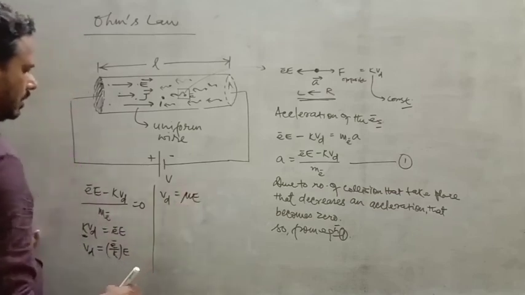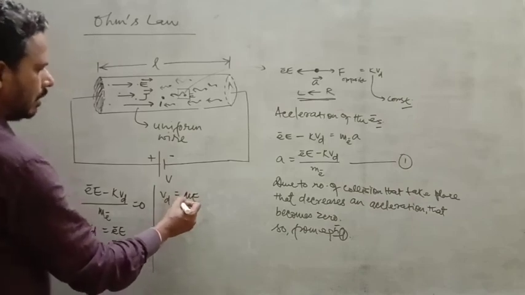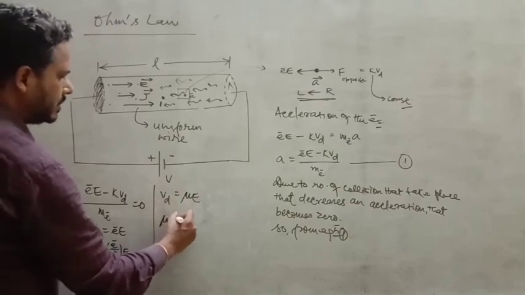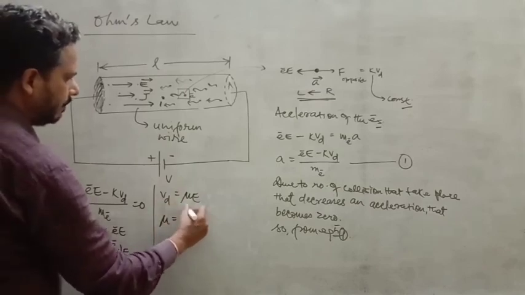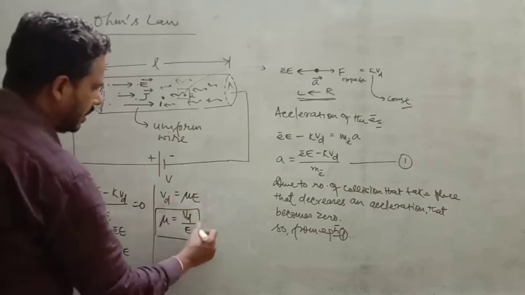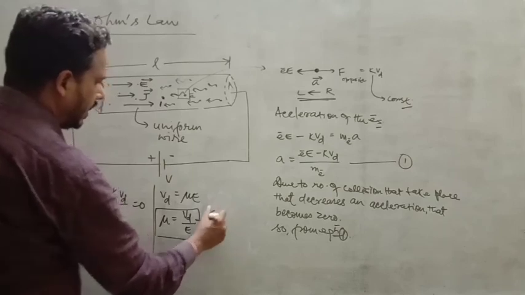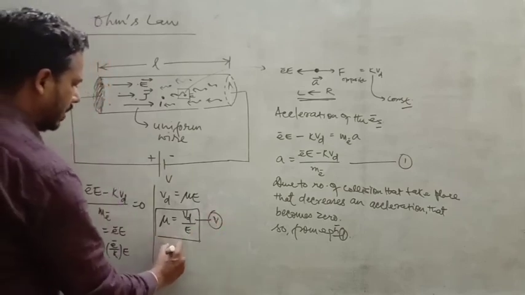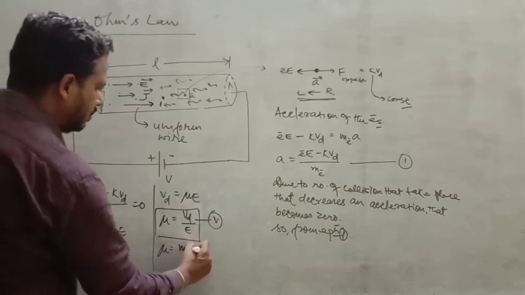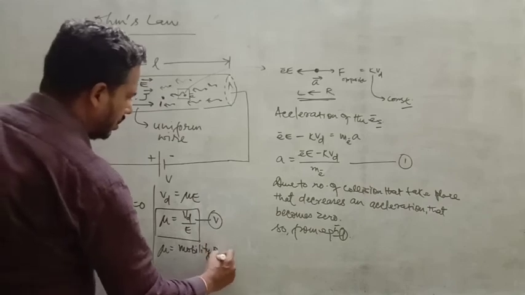Alright. And what is mu? Mu is the mobility of electrons inside that conductor. So write down mu is equal to drift speed by the electric field. So we have got a result, and this is called mobility. So here mu is mobility.